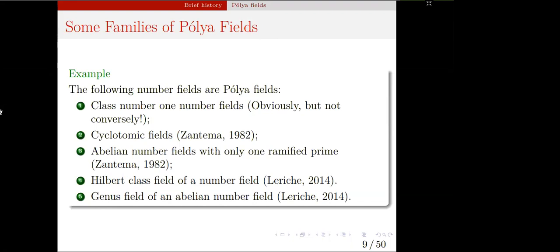And as other examples, we can refer to cyclotomic fields or abelian number fields with only one ramified prime, due again to Zantema, and to newer results, for instance some results due to Leriche, or Lerich in French. I'm sorry, I cannot speak French. For a number field K, its Hilbert class field, namely the maximal abelian unramified extension of K, is always Pólya, and in a special case, the genus field of an abelian number field is always Pólya.